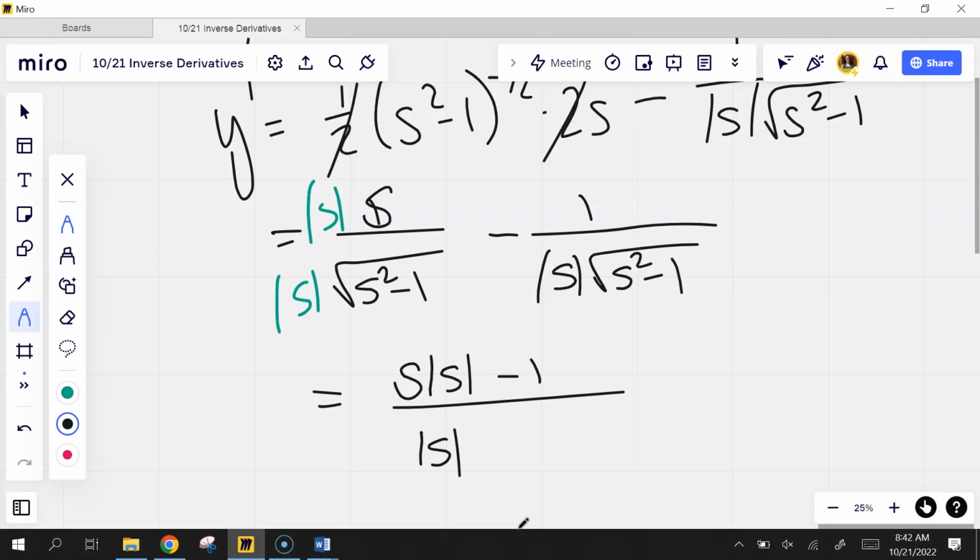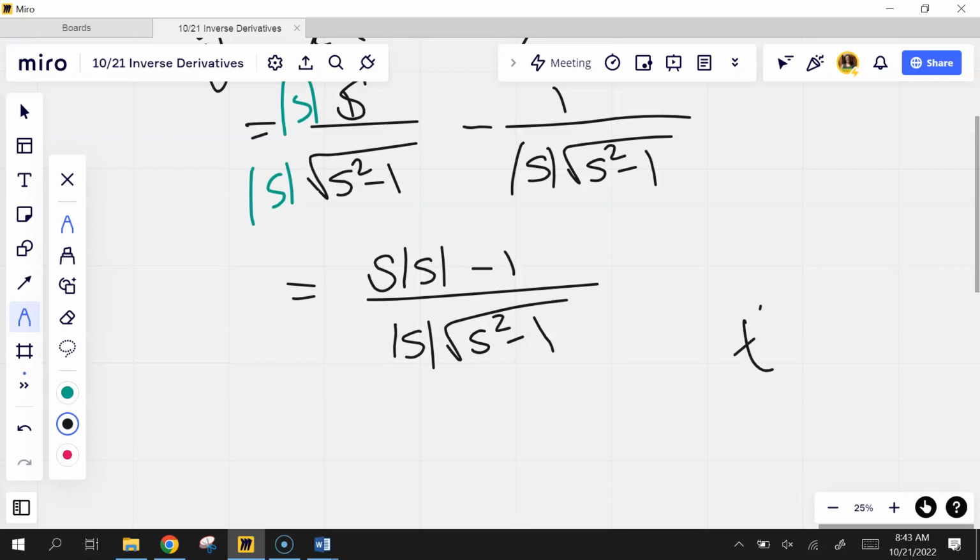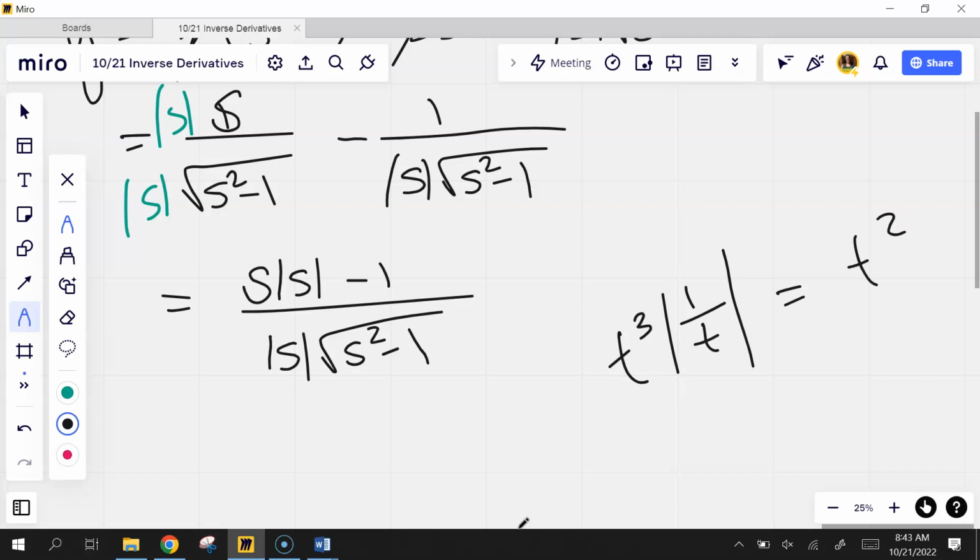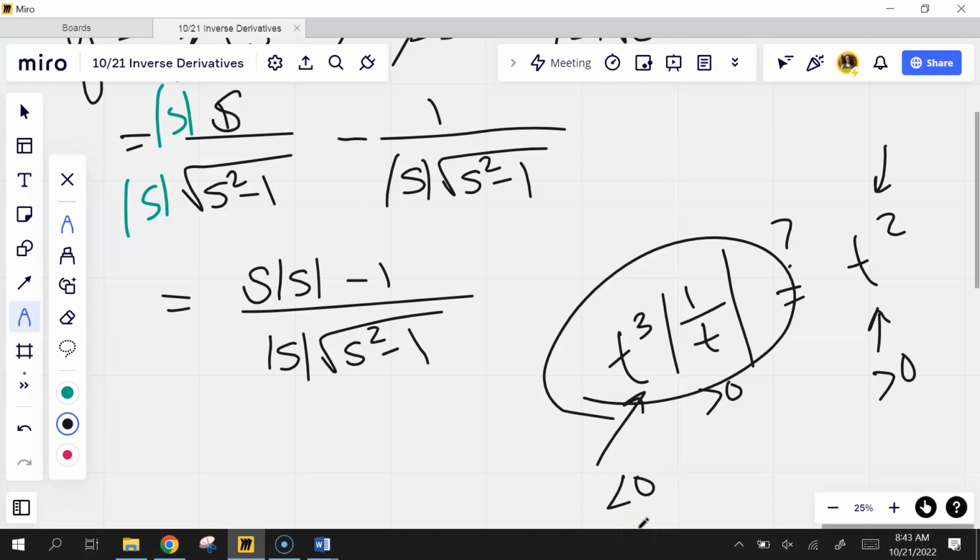But really, why couldn't you? Oh, that's right, because this is the same situation we talked about. If s is negative... we were talking about t cubed times the... could you cancel that? Could you make that t squared? And the answer would be no, because this is always going to be positive, the absolute value. But if you plugged in a negative, that's going to force this whole side to be negative. But this side could never be negative because you're squaring it. So it wouldn't make sense to cancel one out there. So that's why.